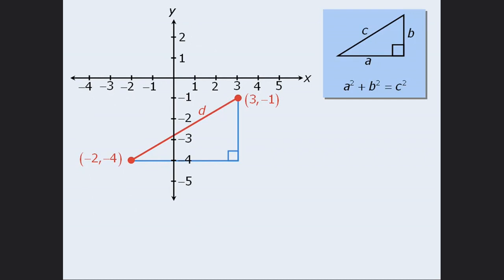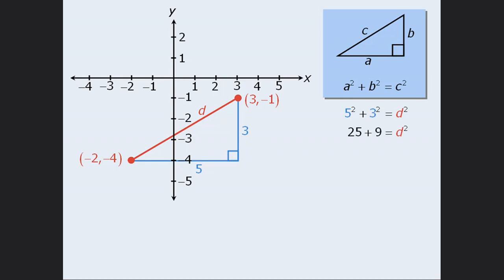We can already see that the hypotenuse of our triangle has length d, and we can determine that this leg must have length 5. We know this because the x-coordinate of the first point is -2, and the x-coordinate of the second point is 3. So the distance between -2 and 3 is 5. Similarly, we can see that this leg must have length 3. At this point, we can apply the Pythagorean theorem to write 5 squared plus 3 squared equals d squared.